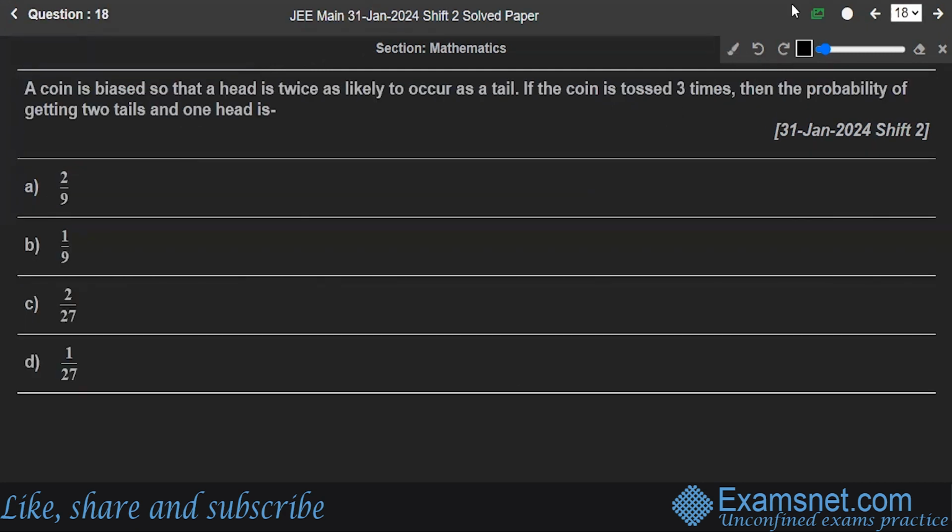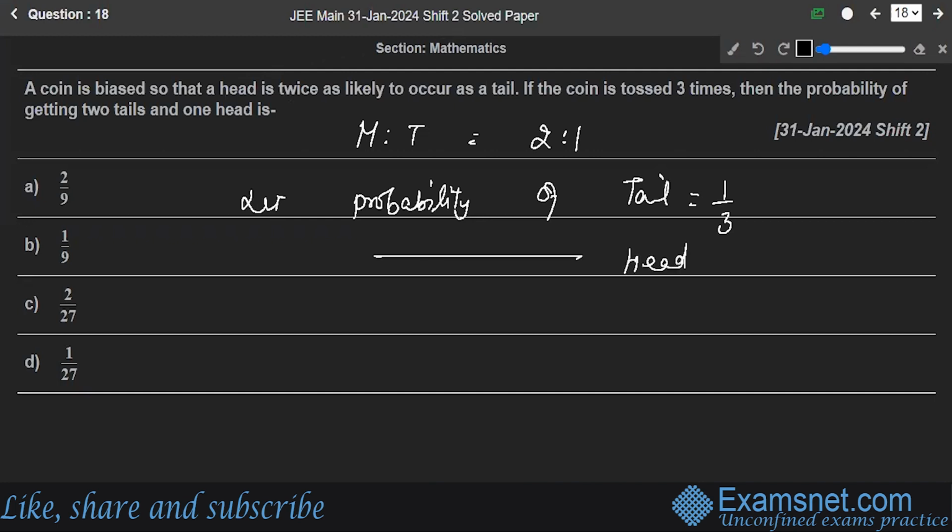Question number 18. A coin is biased so that the head is twice as likely to occur as tail. If the coin is tossed 3 times, then the probability of getting 2 tails and 1 head is. You are given that the head is twice as likely to come as the tail. So that means the ratio of head to tail is 2:1. So let's say the probability of tail is equal to 1 by 3. So what will be the probability of head? It will be 2 by 3.